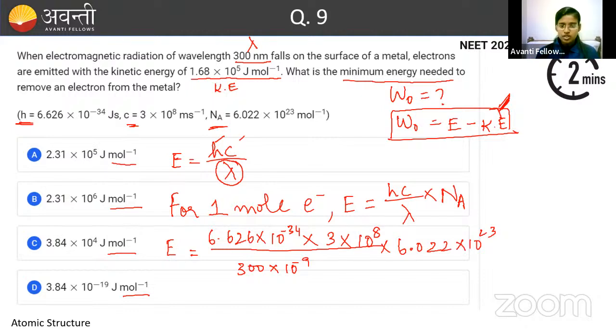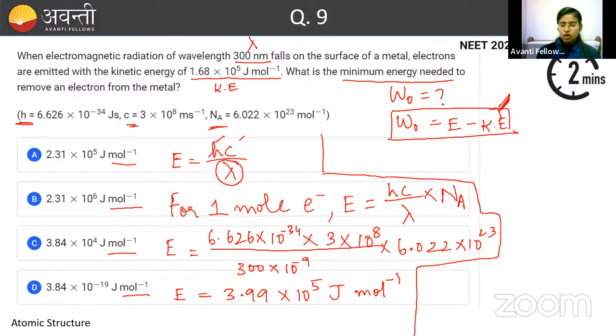Okay, try this question once you complete today's class. You will get the E value as 3.99 into 10 to the power 5 joule per mole. So this is the value of E. All of you must try whether you are getting this E value or not. So I have the E value in my hand, and I also have the kinetic energy in the question. Now I can substitute those two values in this formula, and I can get the answer.